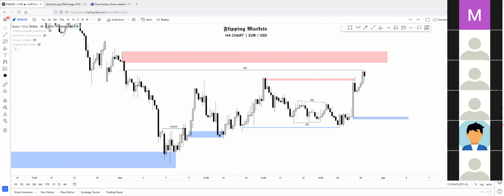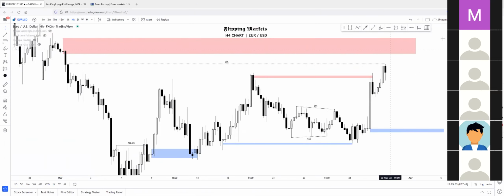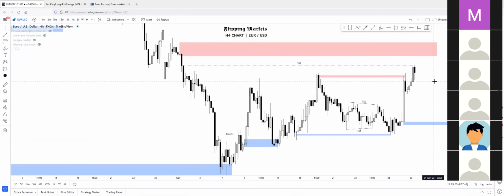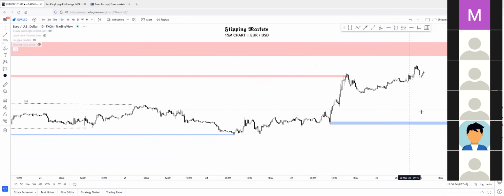Let me just read the questions real quick. Okay, so let's continue the analysis on the 15-minute chart. We talked about the 4-hour chart pretty deeply, so we know everything about the 4-hour chart. We know the expectational order flow, and what we can expect from the 4-hour chart, right? So let's switch to the 15-minute. Let's see what we have here.